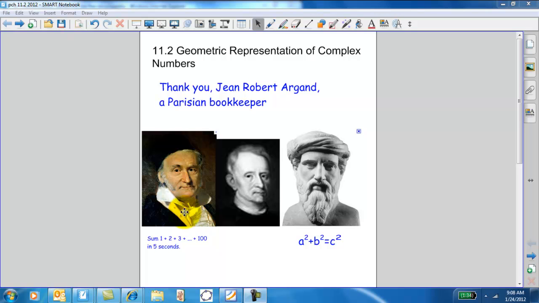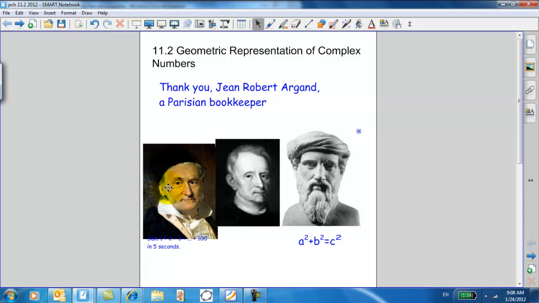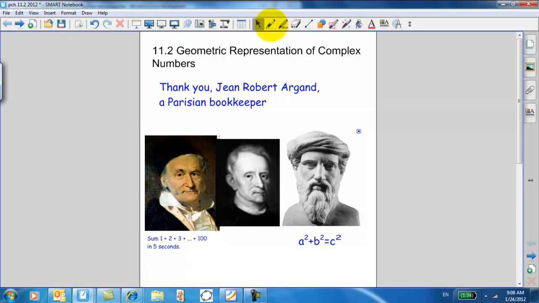Did you say this guy? Who, as a child, summed 1 plus 2 plus 3 up to 100 in 5 seconds? No, that's Gauss. Carl Friedrich Gauss. How about this guy? Ancient Greek, give us a squared plus b squared equals c squared. That's Pythagoras. There you go. There's your Jean-Robert Argand. And here come our Argand diagrams.